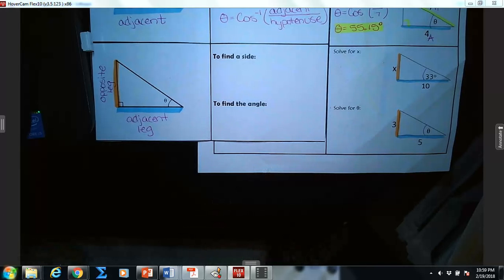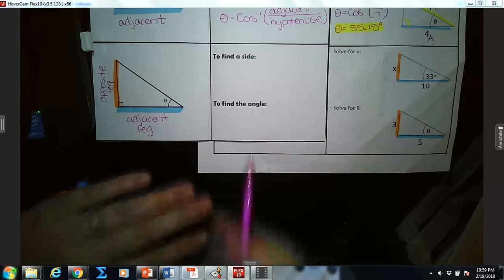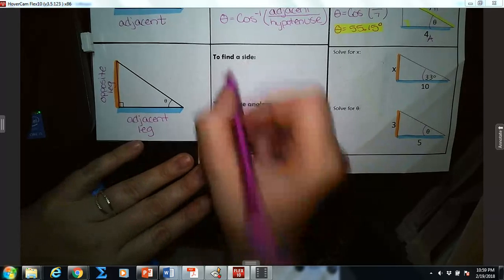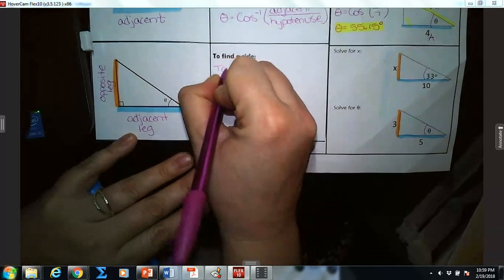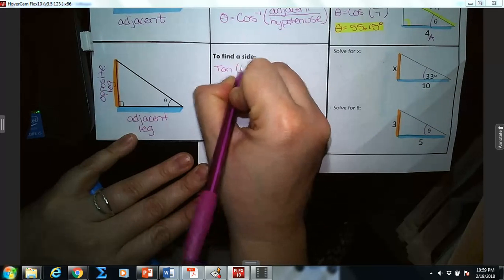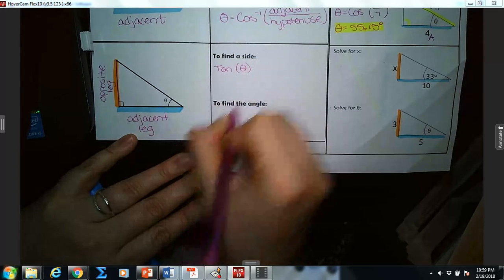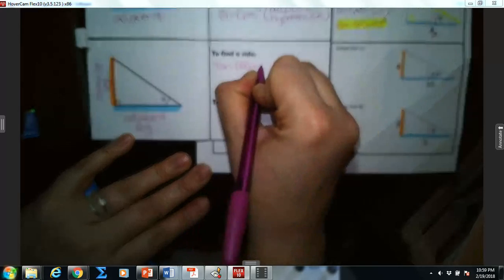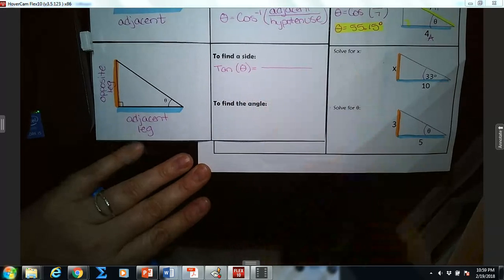Opposite leg and the adjacent leg forces us to use tangent to solve. Okay, from here, the setup is very similar. In order to find a side, we're going to use the tangent function of the angle of perspective. And here's the comparison. Jot this down correctly.